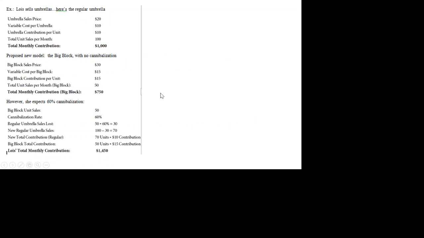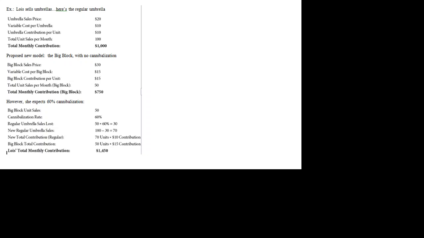All right, so here's a big example. This is Lois. Okay, Lois sells umbrellas. So she's got a regular umbrella that she sold for a while, and then she's thinking about selling a new umbrella called the Big Block. This is straight from the book. I'm not sure where they got the name Big Block. Not very creative and doesn't really seem to be that relevant, but here we are.